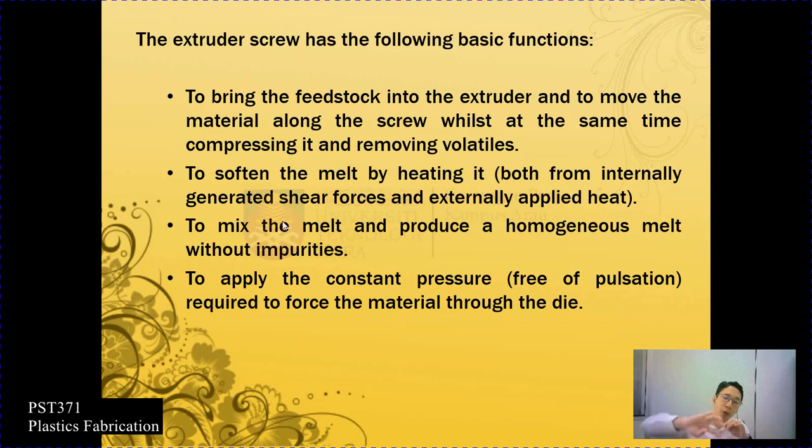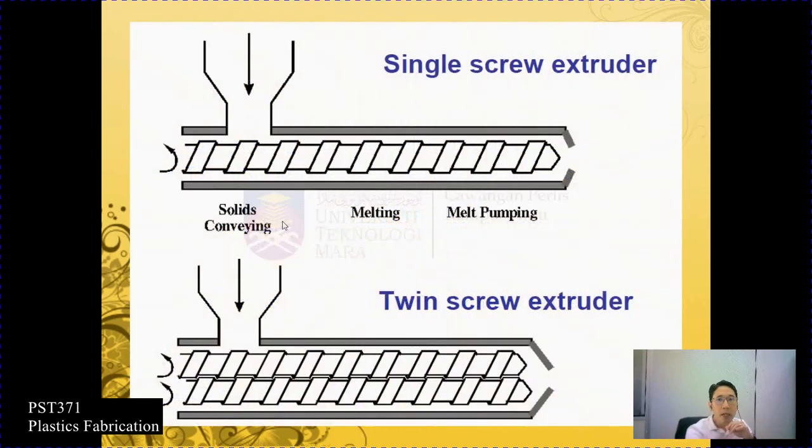So, walaupun the rotating screw, kita tak nak ada pulsation, tak nak ada pusaran, berputar material tu. That's why we have a breaker plate, okay, to produce a pulsation free. Okay, this is the illustration of a single screw extruder. Extruder can be either single screw or twin screw or multiple screws.